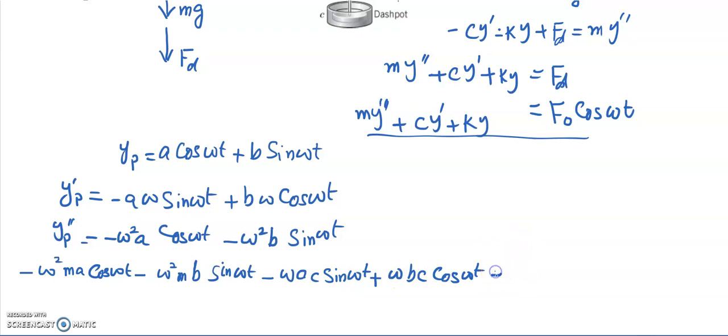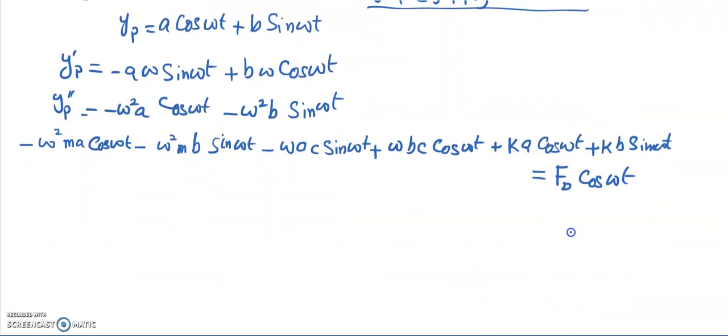Then this will be plus k a cosine omega t plus k b sine omega t, and that will be equal to f naught cosine omega t. Now, collecting the terms of the cosine and sine, only then will these two sides be equal. So collecting the terms of the cosine, we get it like this.